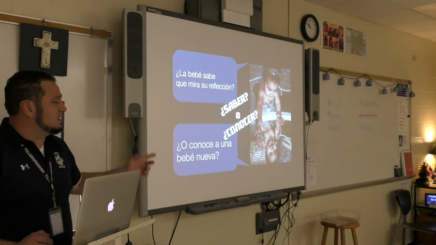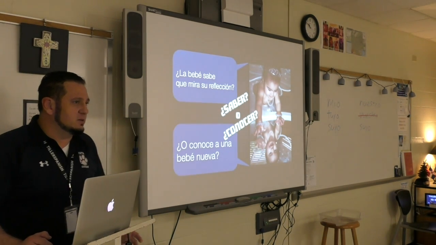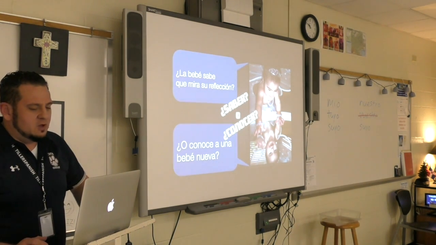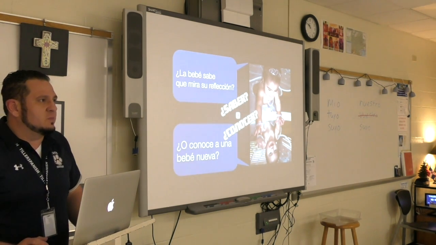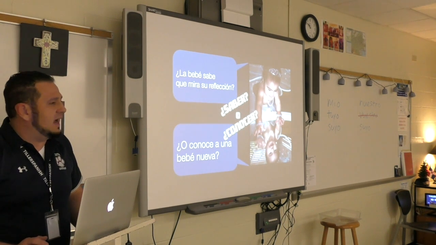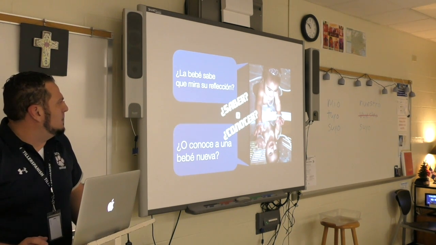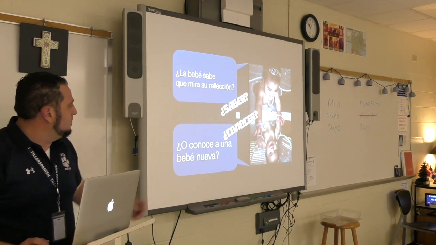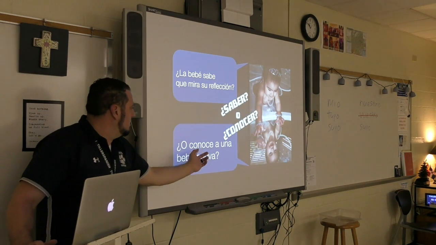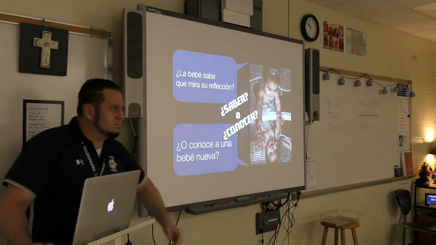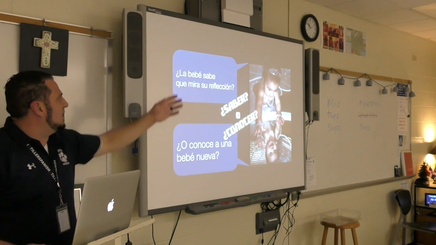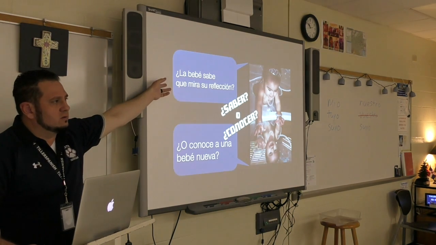This is my daughter Celeste when she was a baby. She's in middle school now, right? So this picture was taken quite some time ago. But she's looking at herself in the mirror. So the questions are asking, does the baby know she's looking at her reflection, or does she think she's meeting any baby? So saber deals with like factual knowledge, talents and abilities, things you know how to do.